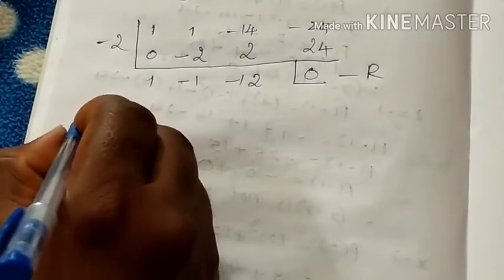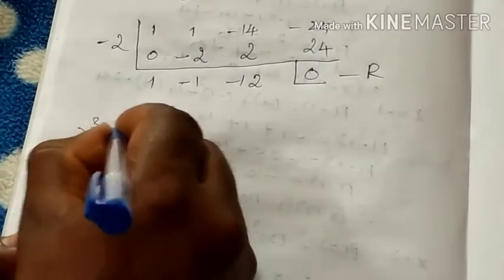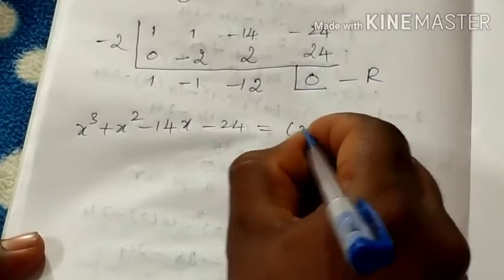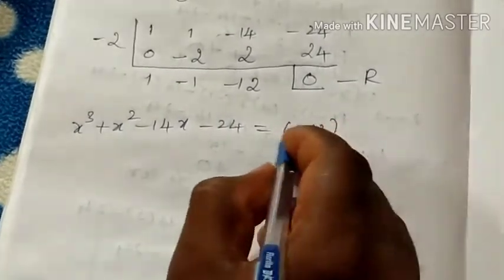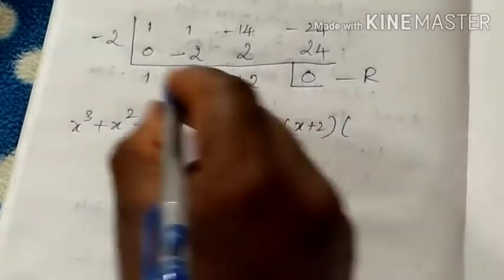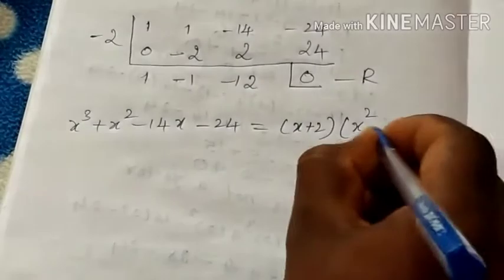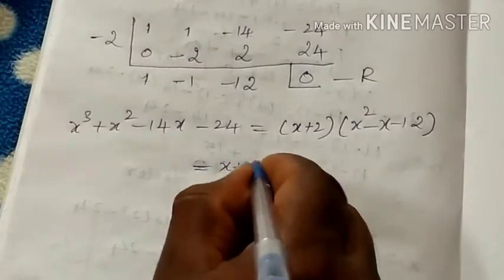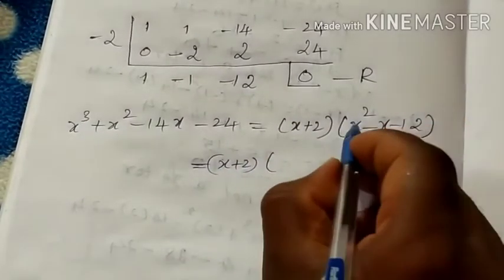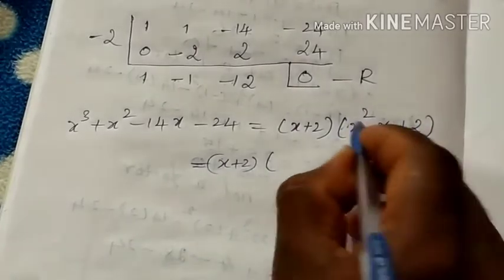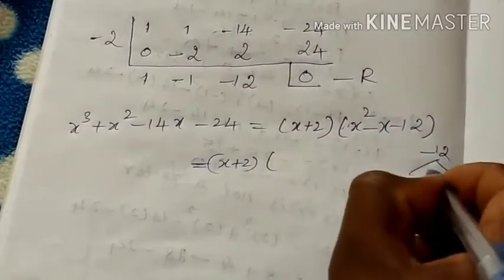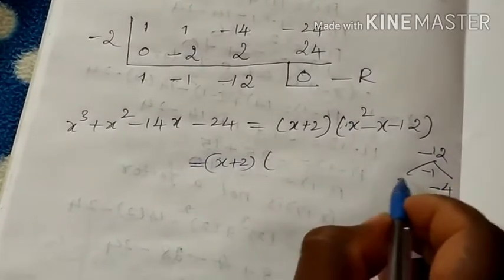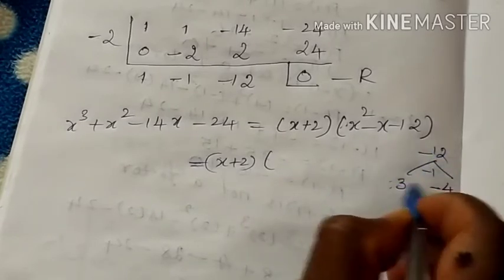Therefore, P of x, x cube plus x square minus 14x minus 24, is equal to, one of the factors is x plus 2. Then the quotient is x square minus x minus 12. Here using factorization, 1 plus into minus minus, 1 12s are 12. Then the middle value is minus 1. The same 3 and 4, also minus 4. Plus into minus minus, 3 4s are 12. 3 minus 4 is minus 1.